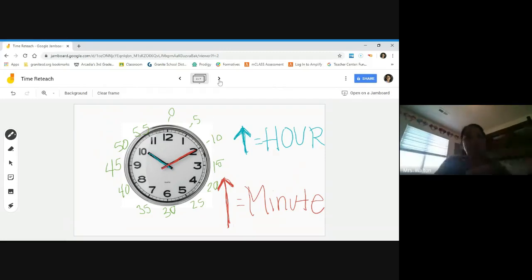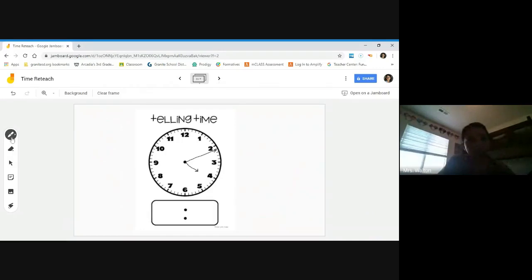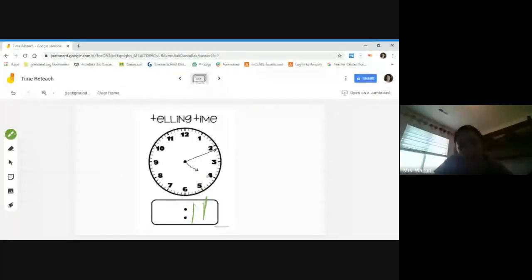Let's take a look at this time. So we have our minute hand here on this line right here, right after the two. 5, 10, and then one more would be 11. And then our hour would be right after the four. So closer to the smaller number is 4. 4:11 is the time there.